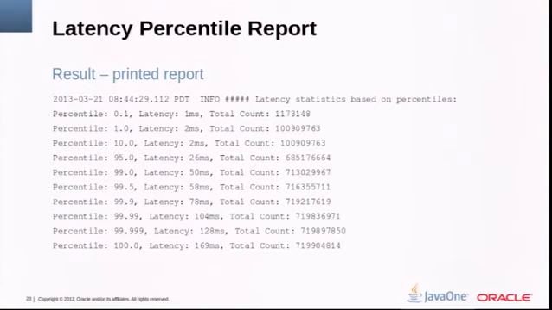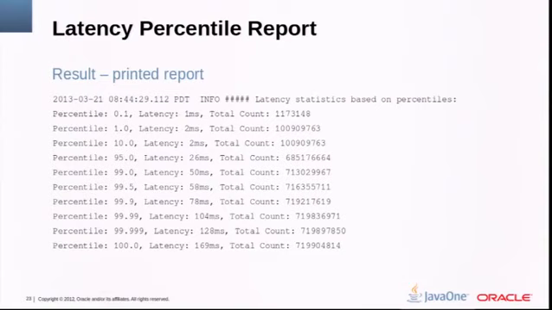And we get something like this. It's like, okay, you have 99.999 percentile of the requests under 128 milliseconds. And this is real data that we took from one of our test servers. And that gave us an opportunity to actually go and look into the tuning opportunities in our system.